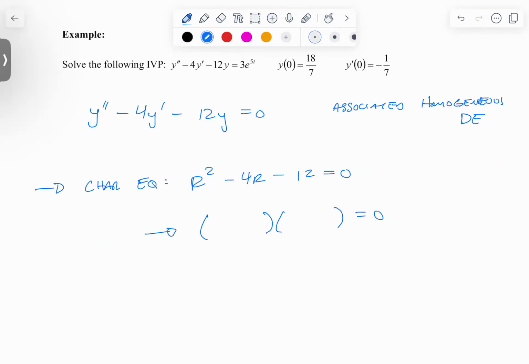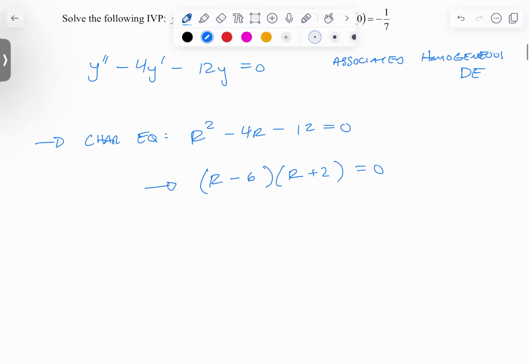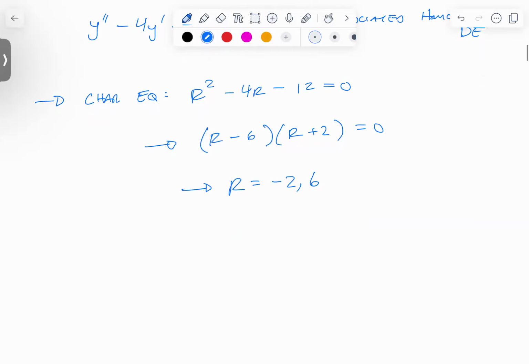And this is lovely factorable. What are the factors? -6 and +2. Yep, -6, +2. Just make sure we're on top of that. Which gives us r equals, now, instead of this being the general solution, this is now the complementary solution.